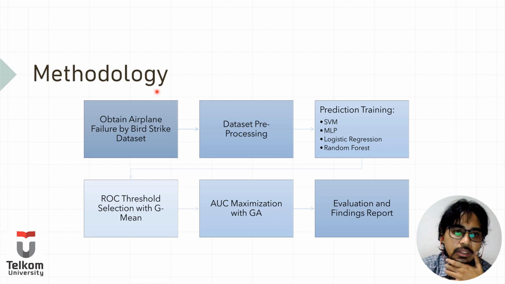So this is our methodology. First, we obtain the airplane bird strike dataset from Kaggle, and then we do dataset pre-processing. We use label encoders and other methods, and then we do prediction training using the four machine learning methods mentioned earlier. After that, we do ROC threshold selection with G-mean, and then the next step is to use GA to do AUC maximization, and lastly, we evaluate and report our findings.